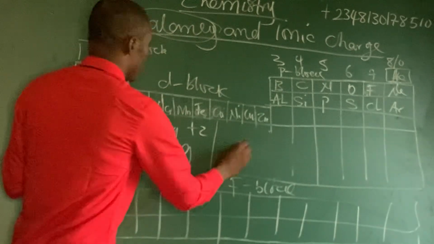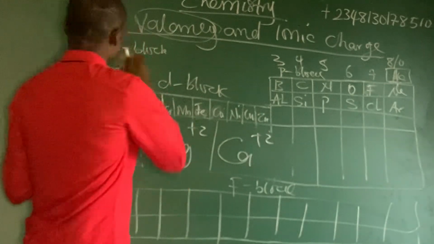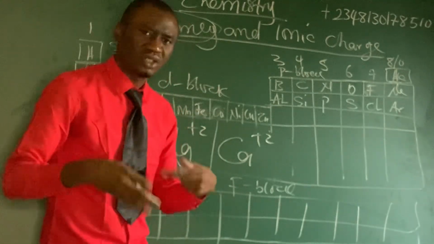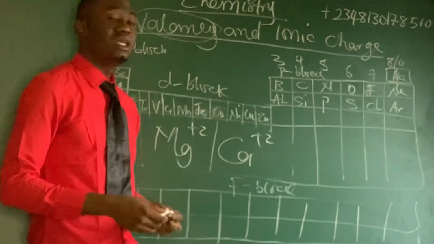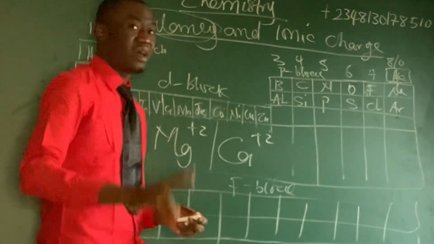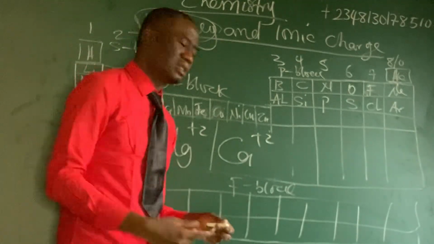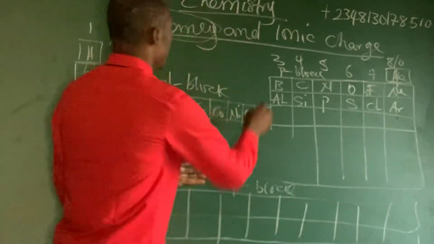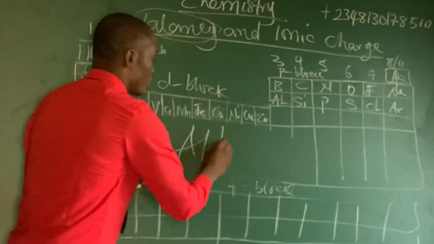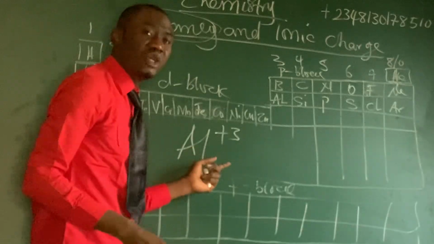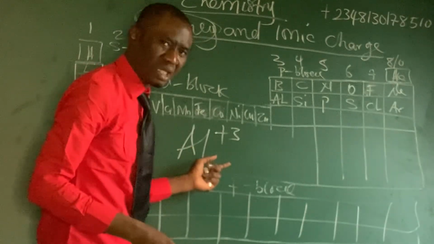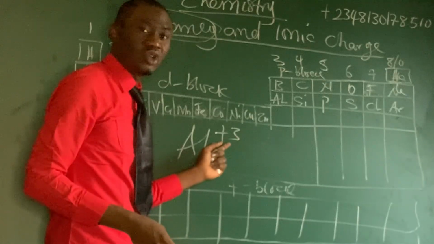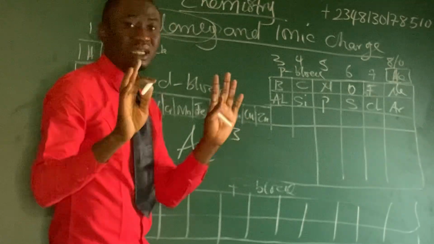Now we have calcium. Calcium is in group 2. That's why it has a 2 charge. The ionic charge is +2, while the valency is 2. All right, so let's move on. Aluminium, you can notice in most or all of your textbooks, aluminium is always written as +3. What does it mean? It means that it belongs to group 3. The ionic charge is +3 and the valency is 3.